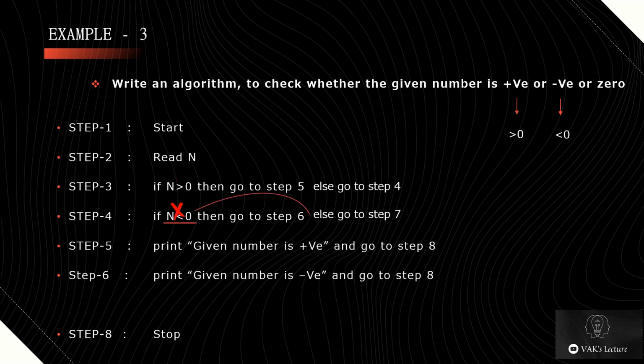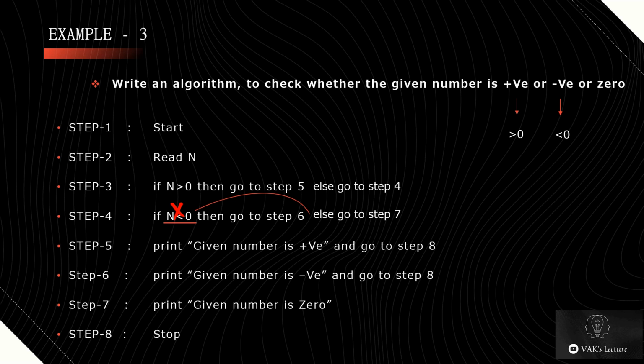Suppose in step 4, n is not less than 0, then this condition fails. That means n is neither greater than 0 nor less than 0. So what will happen? It will move to the else part, that means the else part of step 4. That means it will go to step 7. So in step 7, it is written given number is 0. Next it moves to step 8. That means stop the algorithm.